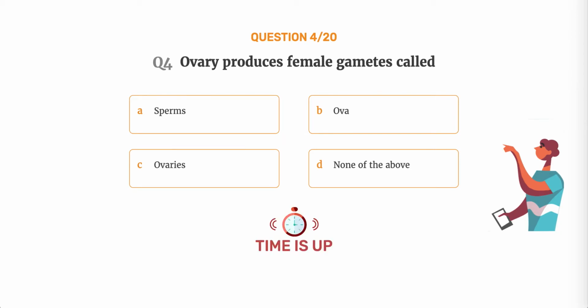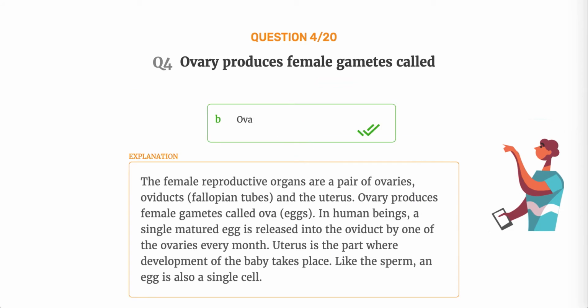The correct answer is option B. Ova. The female reproductive organs are a pair of ovaries, oviducts, fallopian tubes, and the uterus. Ovary produces female gametes called ova, eggs. In human beings, a single matured egg is released into the oviduct by one of the ovaries every month. Uterus is the part where development of the baby takes place. Like the sperm, an egg is also a single cell.